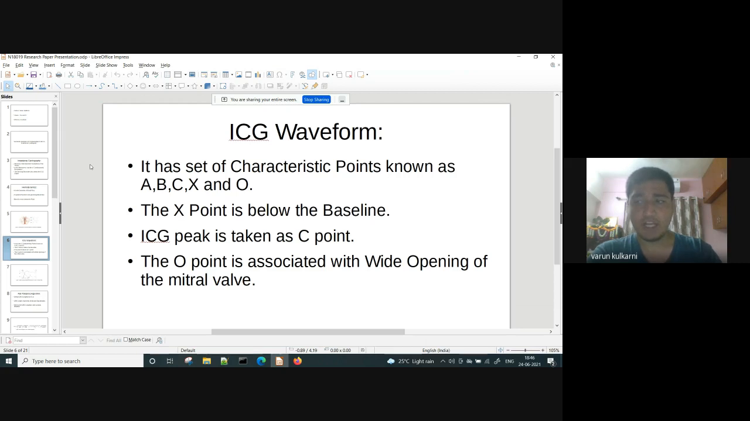ICG waveform. The ICG waveform has a set of characteristic points known as A, B, C, X, and O. These points are related to distinct physiological events in the cardiac cycle. The A point follows the P wave of the ECG signal and is related to the atrial contraction. The B point is associated with the aortic valve opening, and it coincides with the first heart sound in the phonocardiogram, that is PCG. The C point is considered to be associated with the ventricular contraction. The X point is below the baseline and it is associated with the aortic valve closure. It coincides with the second heart sound in PCG.